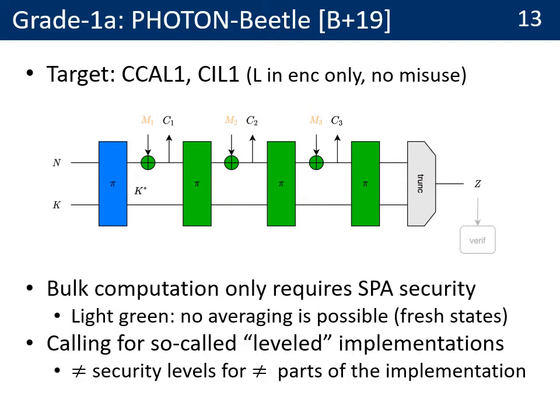Moving to a mode with slightly better leakage resistance, we have Photon Beetle, which is a grade 1A design. What is interesting here is that if we have leakage in encryption only and no misuse, then the bulk of the computation only has to be protected against SPA. And this is because every message is always going to be encrypted with a fresh key generated by the key generation function. Therefore, such designs are calling for so-called leveled implementations, where different security levels are used for different parts of the implementation and therefore lead to different levels of performance.